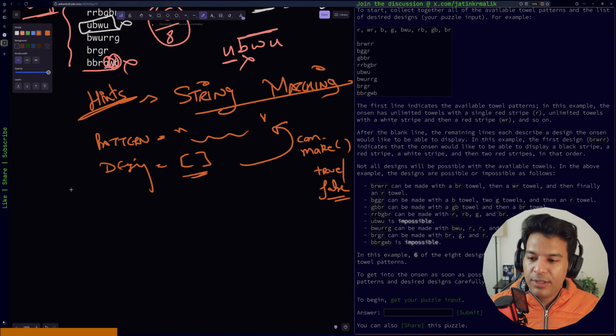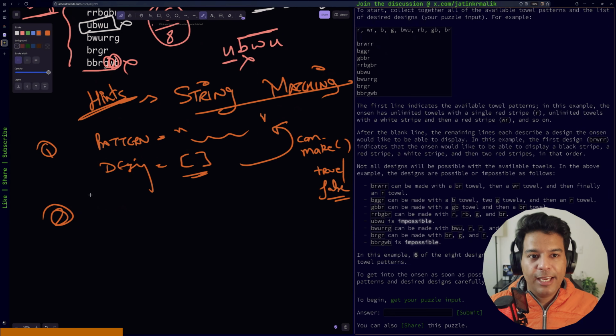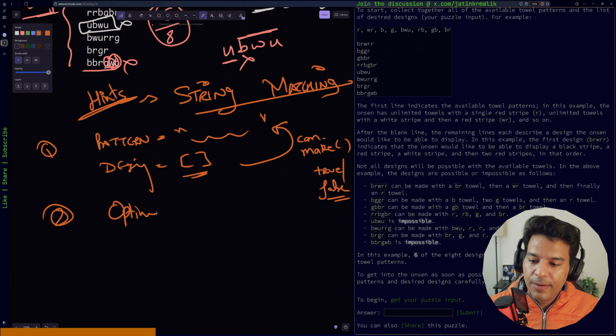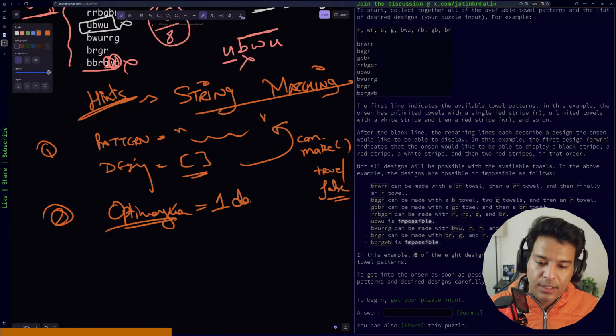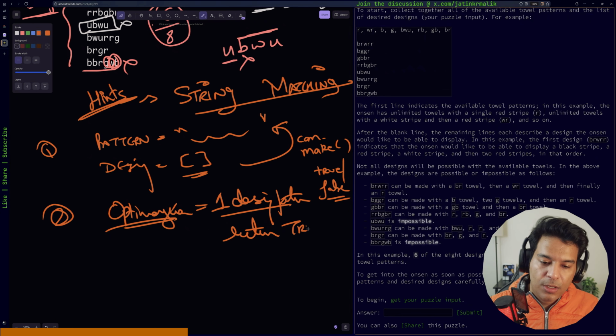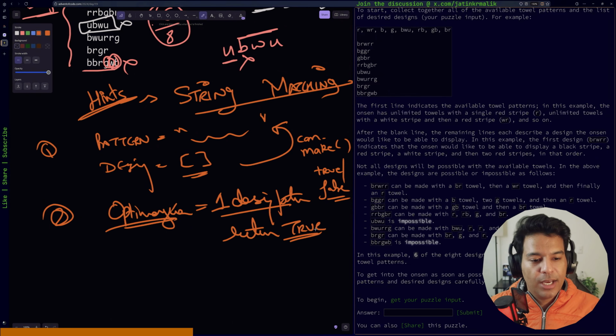And secondly, one of the most important things to note here is that you don't need to find all possible solutions. If you read the question carefully, it just asks can you make the design or not? So one very quick optimization that we can do while we are trying to look up the design is that as soon as we find one design pattern, we can just return true, because we just directly found the answer.